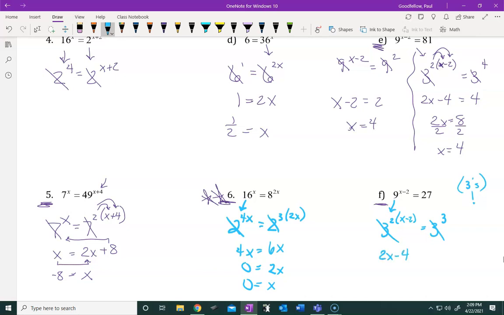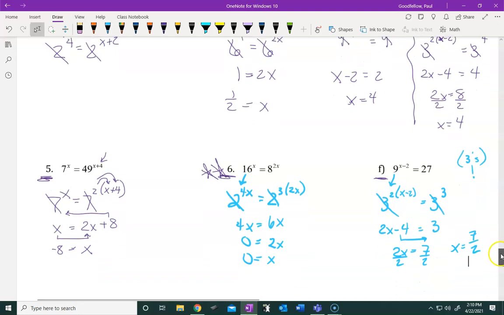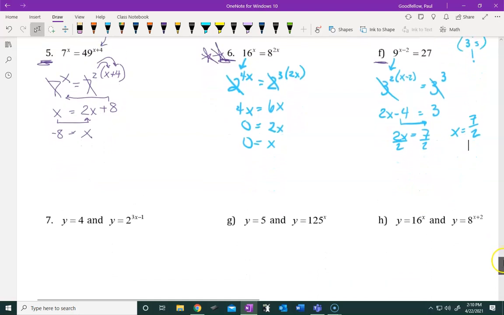2x minus 4 with the distribution is equal to 3. Little adding of 4 over there would be 2x is equal to 7. And if I divide by 2 on each side, heck fire, you can still even get fractions as an answer as well. All right? Now, those are all the exponential ones.